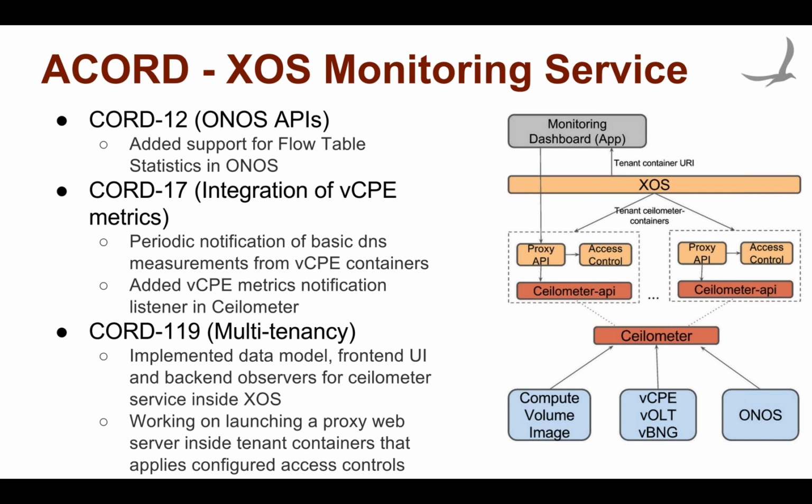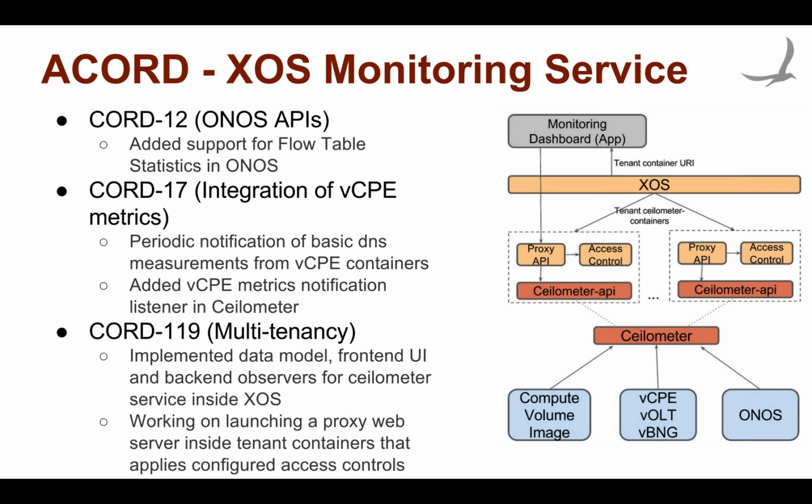In this sprint, we have focused on three areas of the CORD user stories. One of them is enhancing ONOS with a few additional REST APIs that are required to be integrated into this monitoring framework. In this sprint, we have added particularly support for flow table statistics and corresponding CLI and REST APIs inside ONOS. This is work in progress because there are a few more REST APIs and a few bugs that need to be fixed on the ONOS front. That is one area.